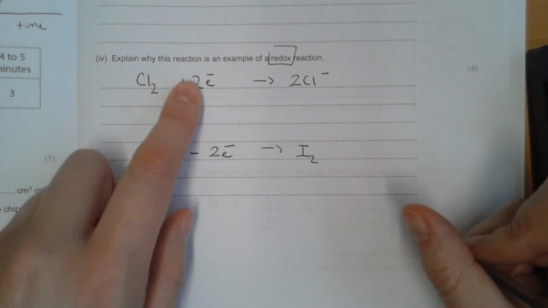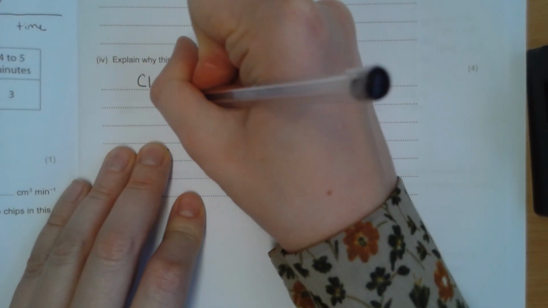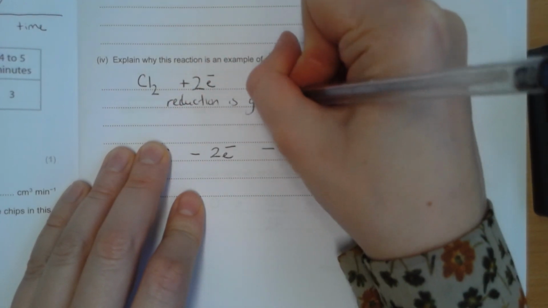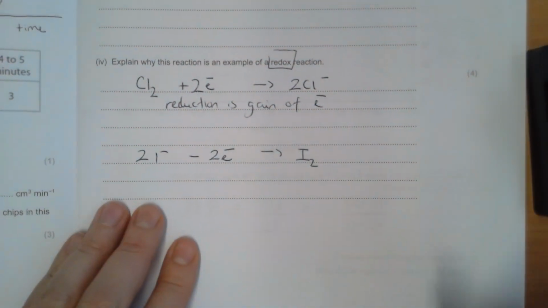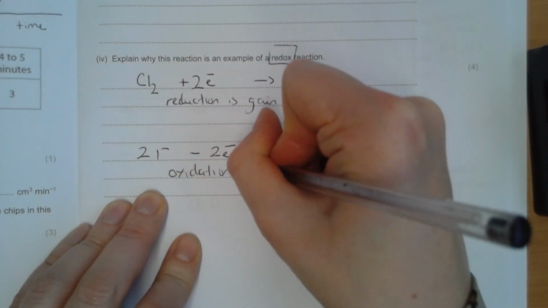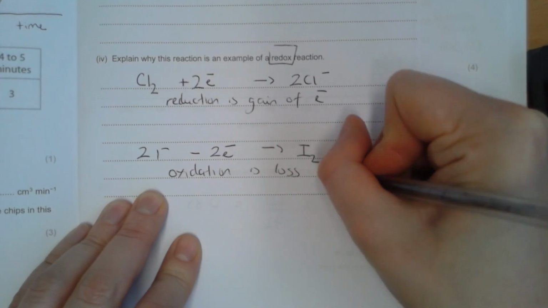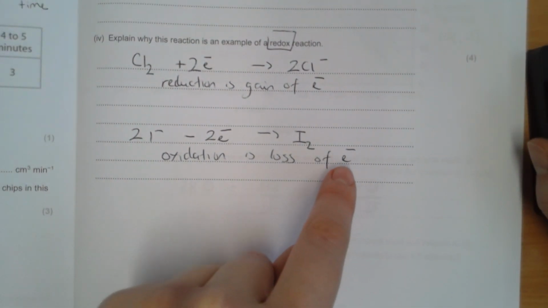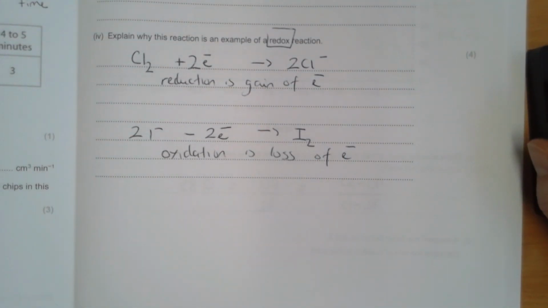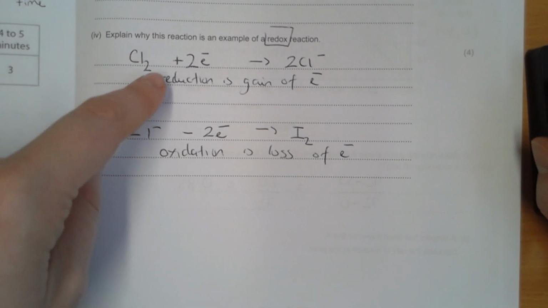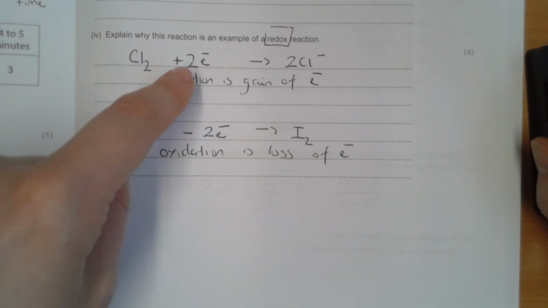Chlorine is gaining electrons, so I would write reduction is gain of electrons, and then under here I'd write down oxidation is loss of electrons. So oxidation is loss, reduction is gain, but you need to tell me what's being lost and gained. You have to mention the word electrons there. If you wanted to write this in words, you can say chlorine is being reduced because chlorine is gaining electrons.